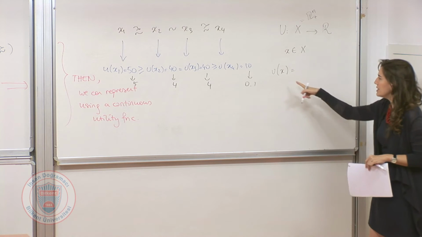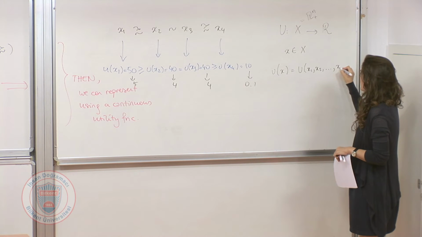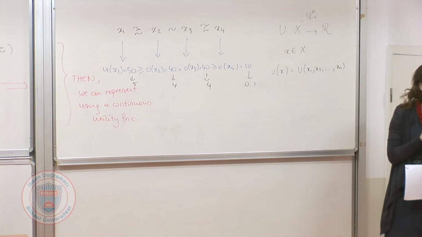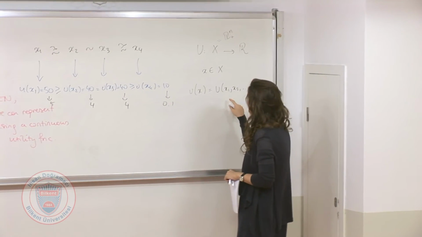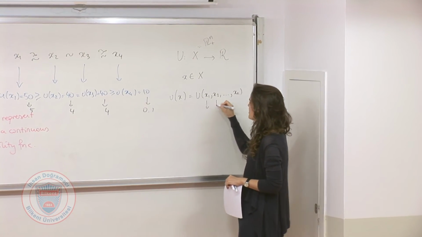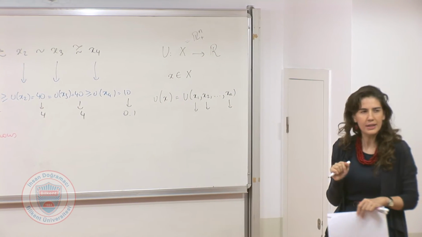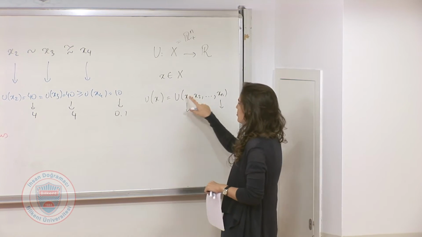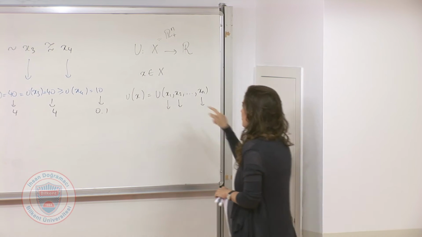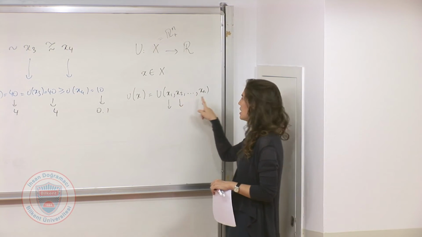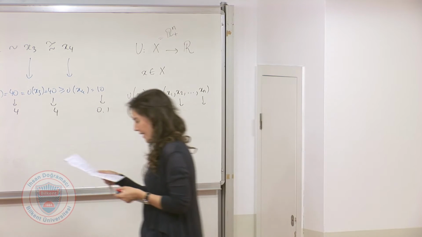If it's Rn plus, it has an n-tuple. And this means that we have a bundle of n goods, right? And these all correspond to the quantity of that good: the quantity of x1, the quantity of the first good, the quantity of the second good, the quantity of the nth good, right? So this is basically what we said.